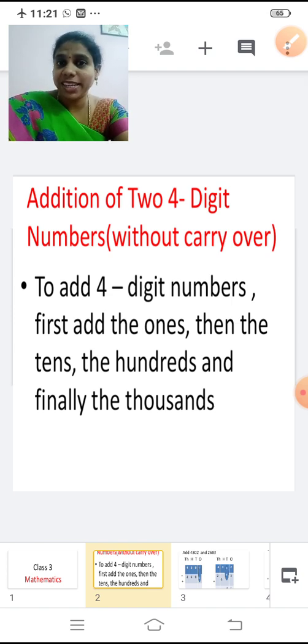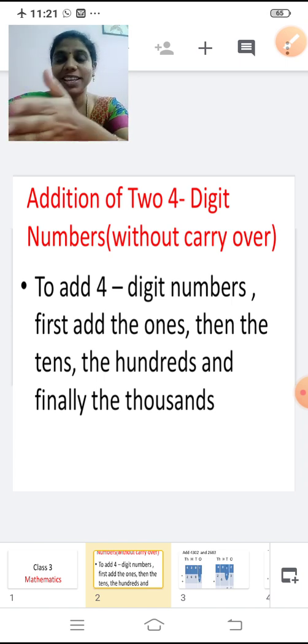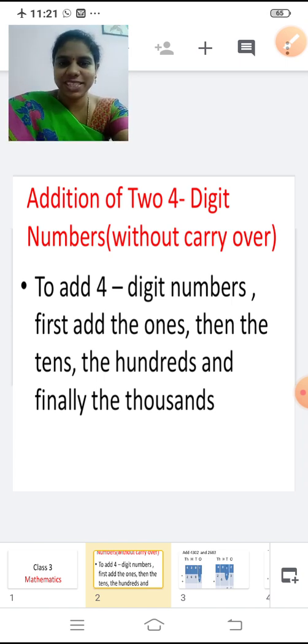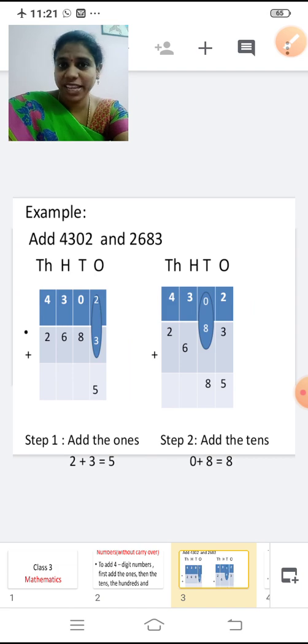So when you add any number, what you have to do? You have to start from the ones place, isn't it? So first start from the ones place, then tens, then hundreds, and then at last thousands. Shall we see one example now? How to add a 4-digit number? First one, add 4302 and 2683.